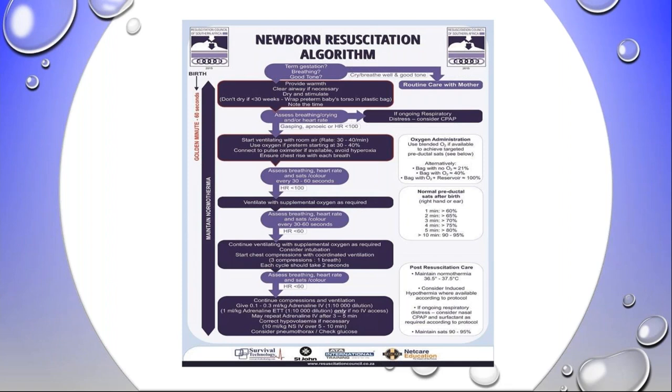If there's ongoing respiratory distress, at this stage, the doctor will make a call about CPAP. If it's gasping, apnea, or the heart rate is less than 100, you start ventilating with room air for a term baby, using the oxygen for the preterm baby at 30%, not 100%. So you do need a blender. But it won't always work because not many hospitals in rural areas have blenders.